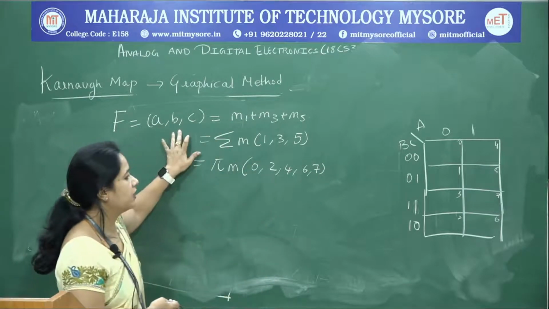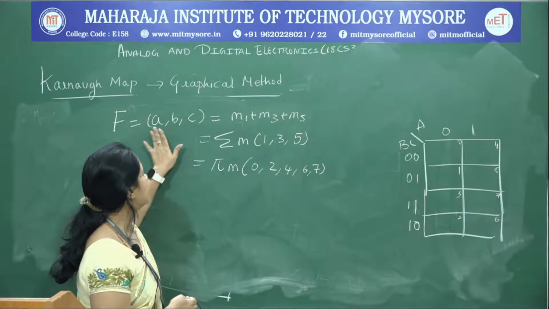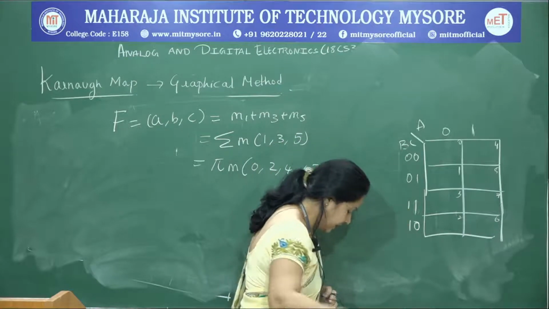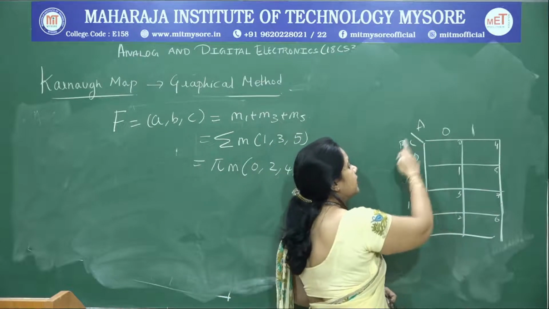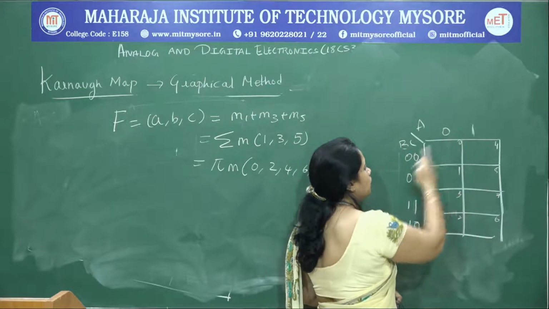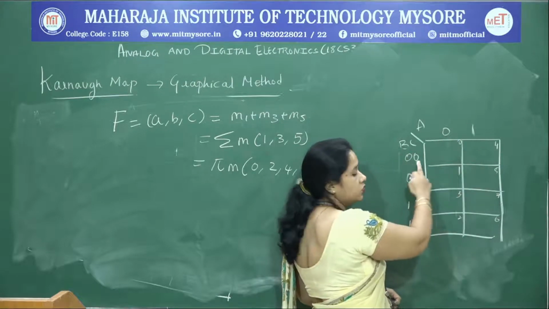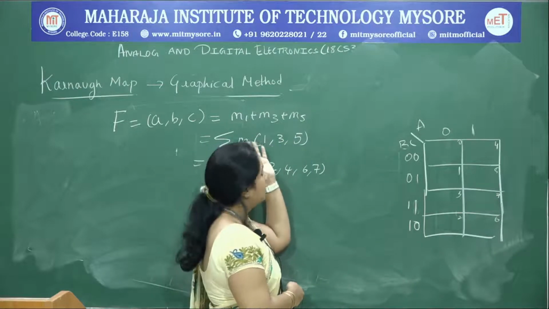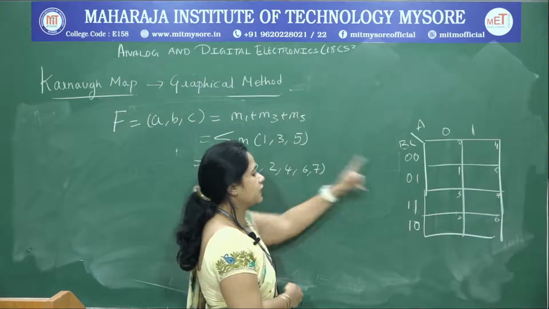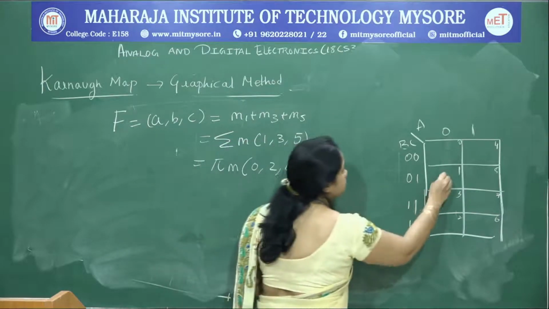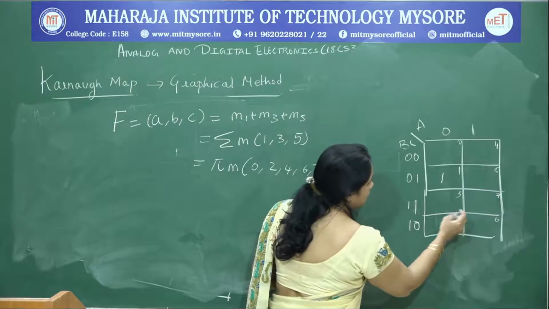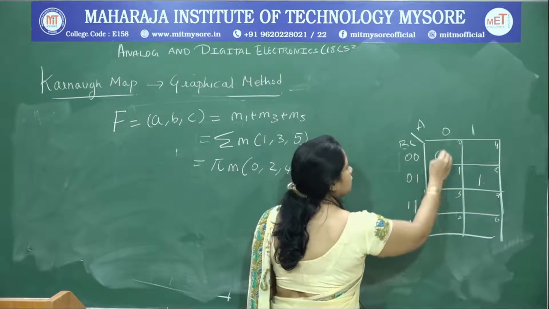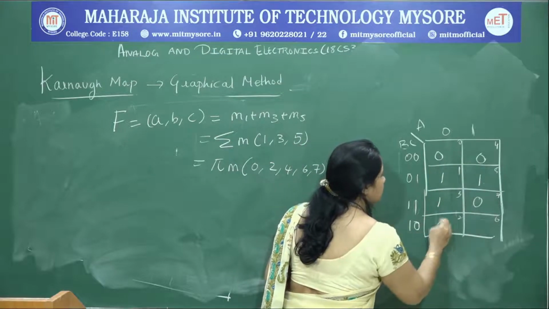Because it is a 3 variable expression, we use literals A, B, C. We have written a K map comprising of 8 cells, A on one side, B, C on the other side. 0 comes first, 1 comes next: 0 0, 0 1, 1 1 and 1 0. So, we will try to mark all those min terms present in your given expression onto the K map. We have 1, we have 3 and we have 5. So, the rest of the cells we will mark as 0.